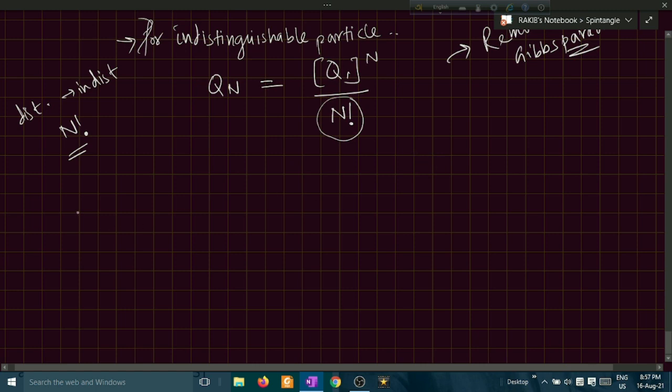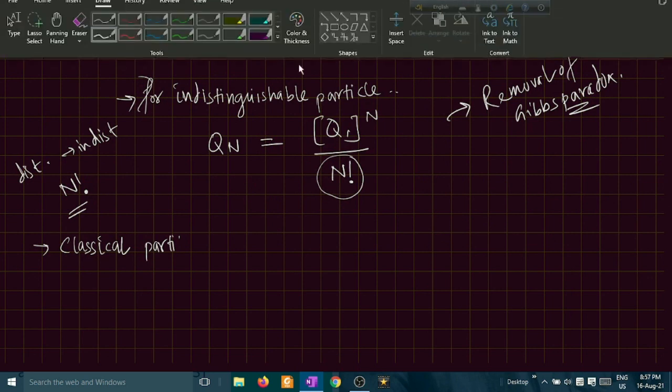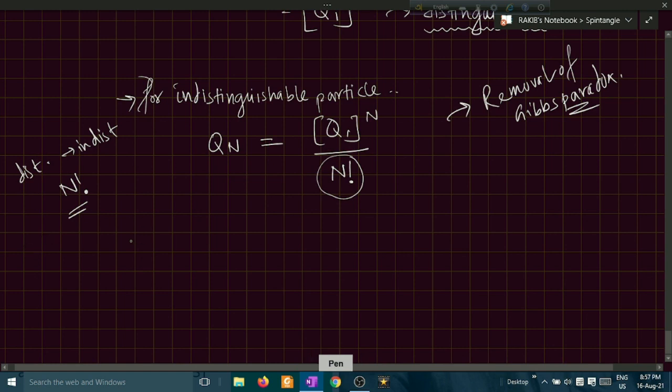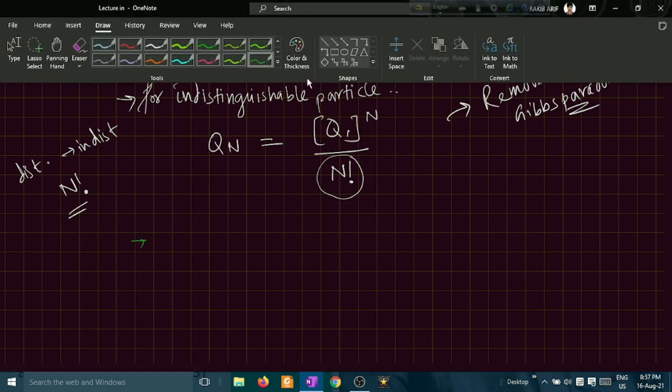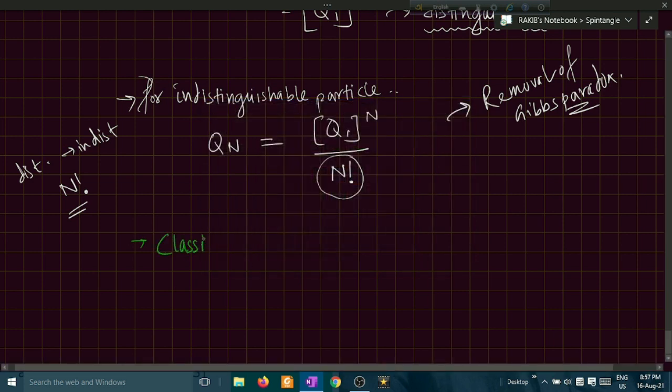Okay, now we are going to the classical statistics. For the classical statistics, we used to write the classical partition function. Just wait for a while. Okay, I have to write in the green. Just wait. Classical partition function.